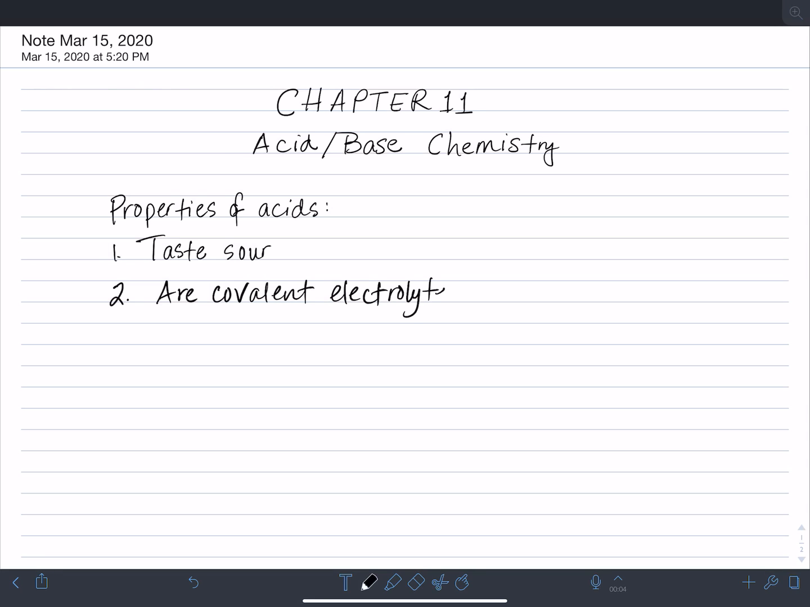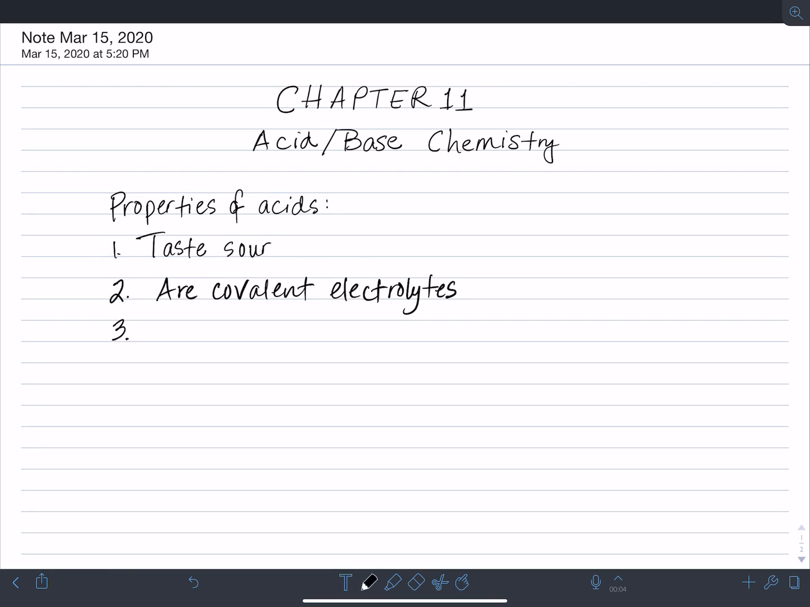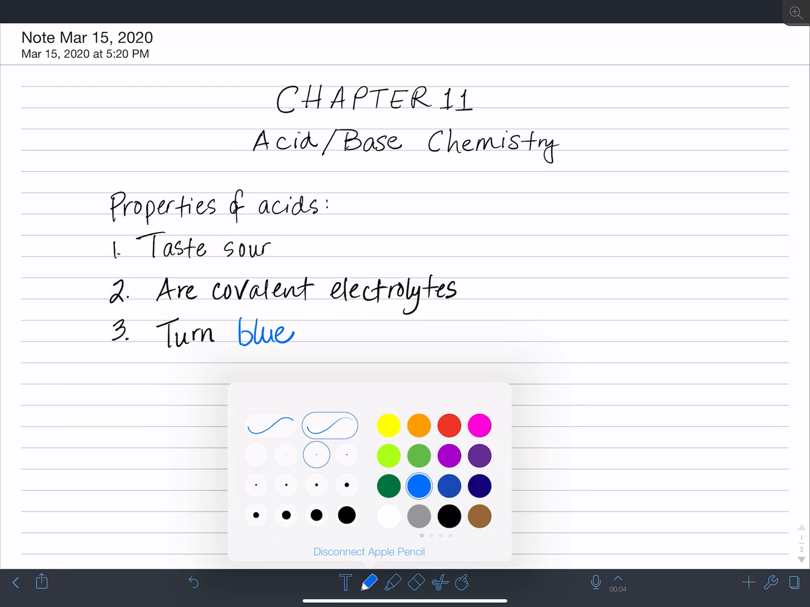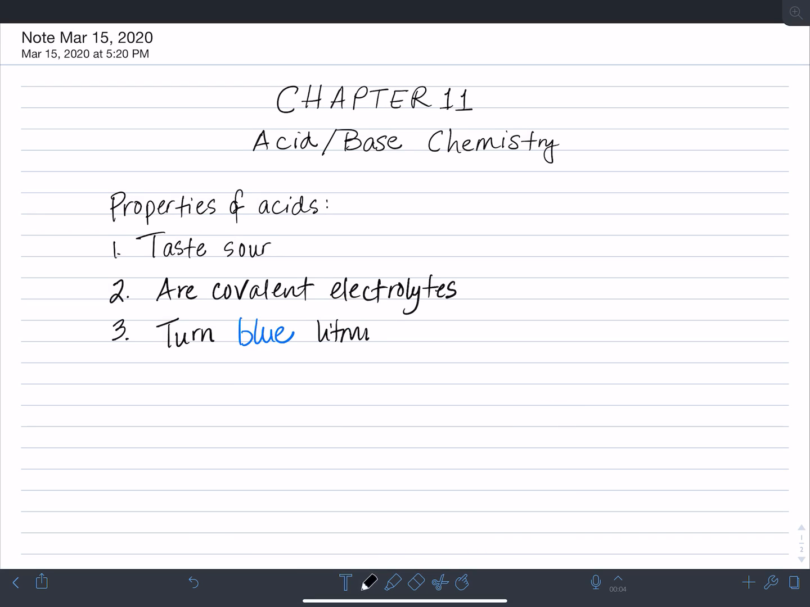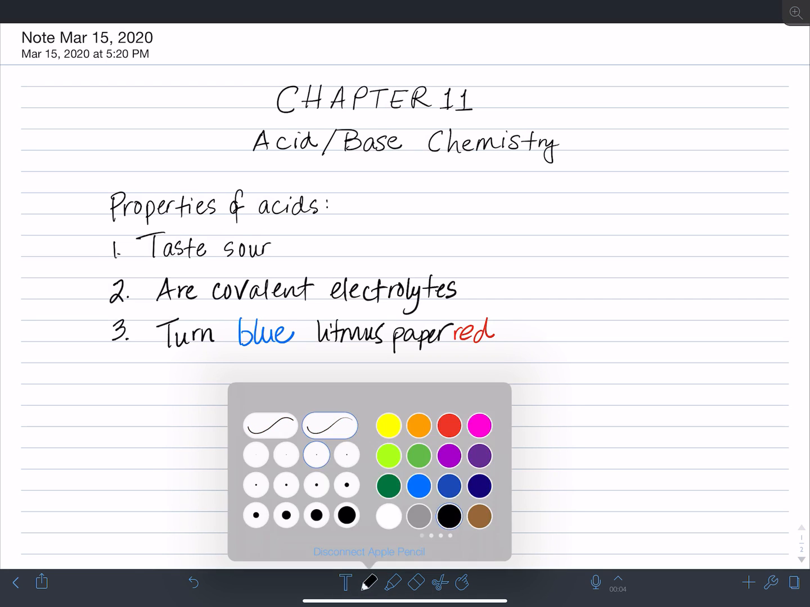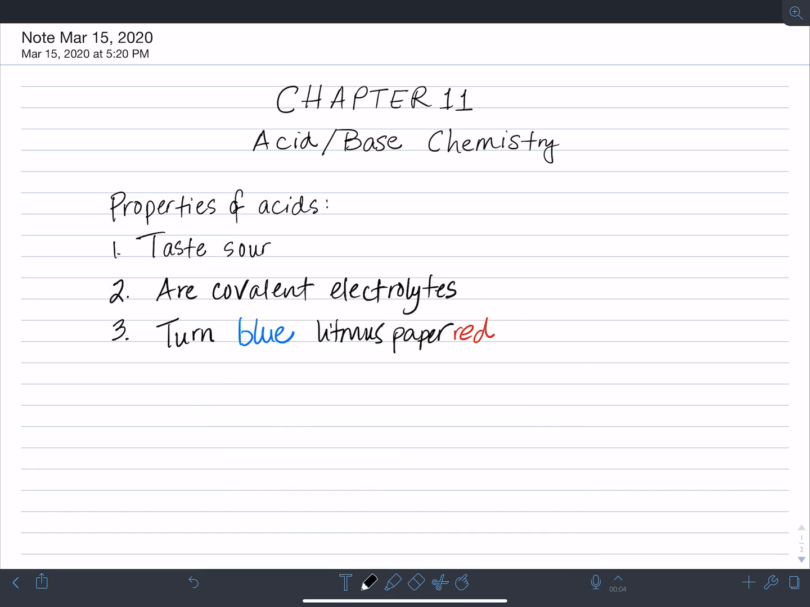Now, we're going to hang on to that thought for just a minute, but we're just going to go ahead and list that that's what it is. And then the third property that the book gives you is that acids turn blue litmus paper red. Okay? So if you have an acid and you expose it to litmus paper, it's going to take the blue litmus paper and turn it red.